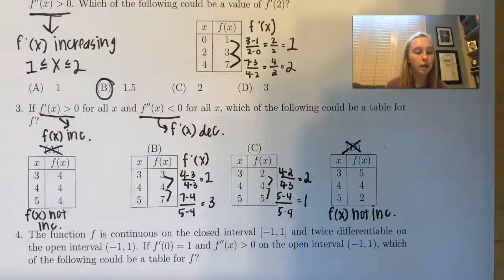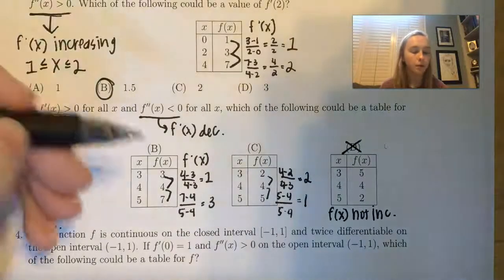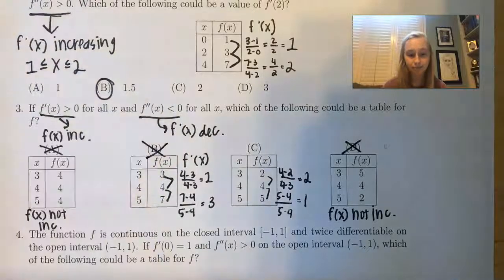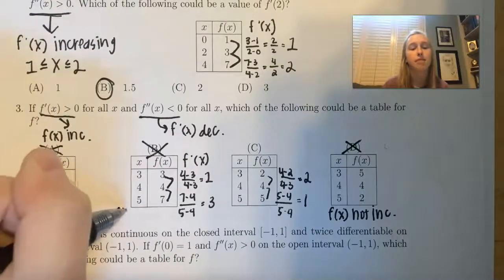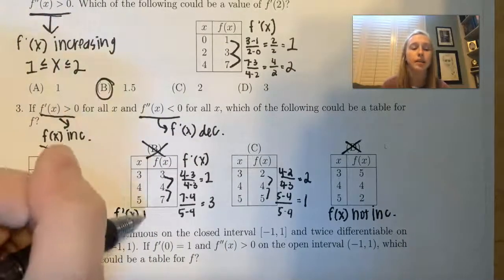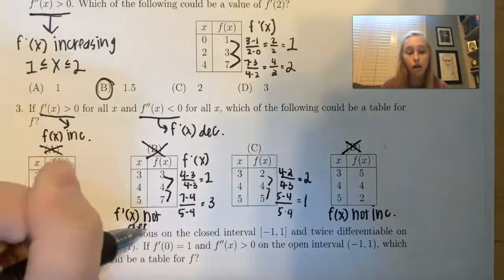And we need to find the one in which f prime of x is decreasing. And as you guys can hopefully see, that would be case C. B is incorrect because f prime of x is not decreasing, it is increasing from 1 to 3.